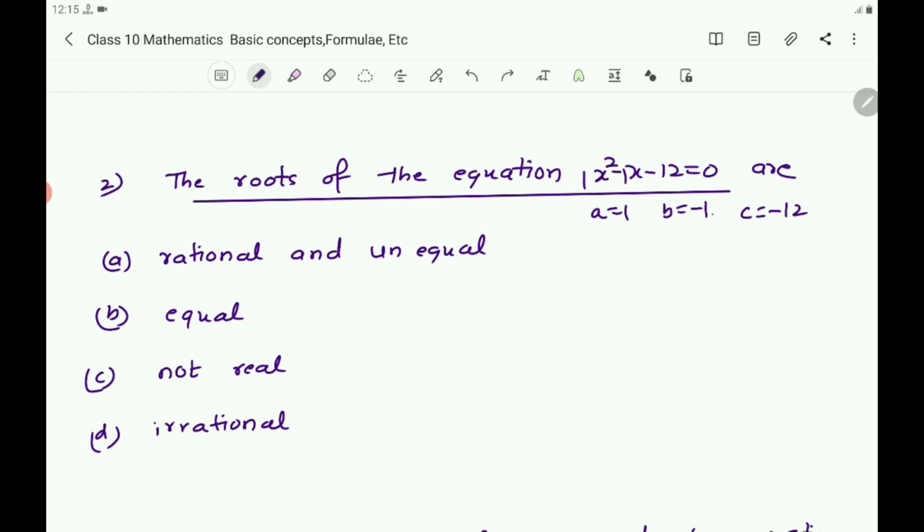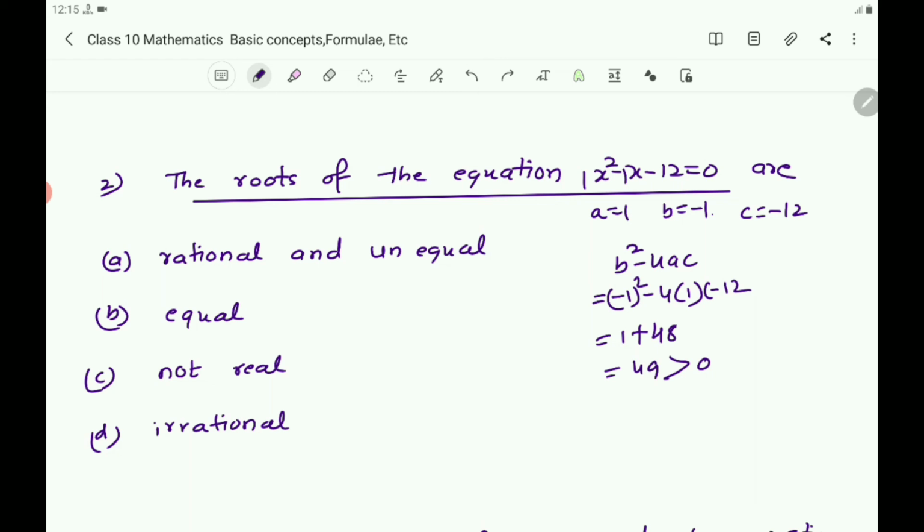Then you know that b square minus 4ac tells the nature of the roots. You find the value of b square minus 4ac, that equals b value is minus 1 whole square minus 4 into a is 1, c is minus 12. Then it becomes 1 plus 4 times 12, 4 12s are 48. So you will get 49. You know that 49 is positive, so it is greater than 0.